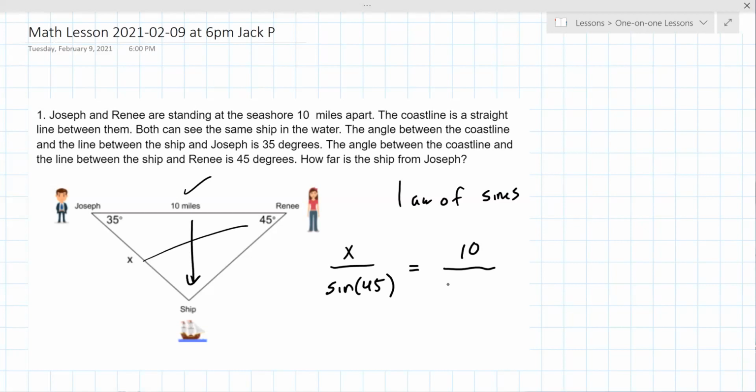You might not think that you've got that, but the three angles have to add up to 180. So 35 plus 45 plus this missing angle has to equal 180. So the missing angle is 100 degrees. Oh, okay. So to solve law of sines, you're solving a proportion.